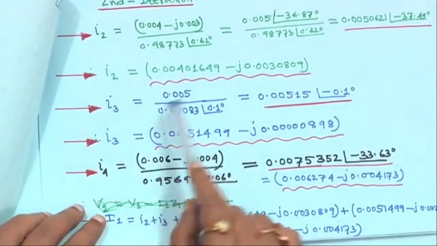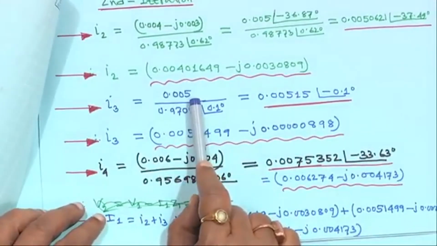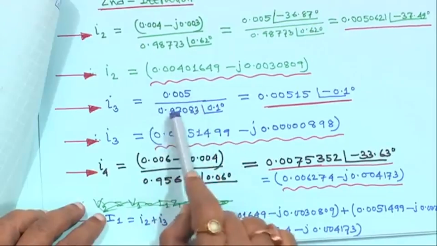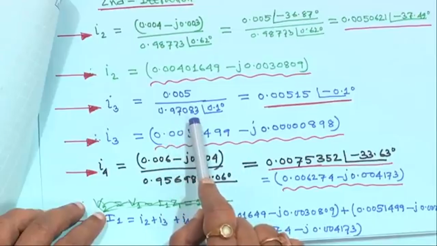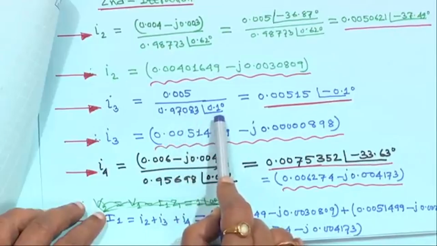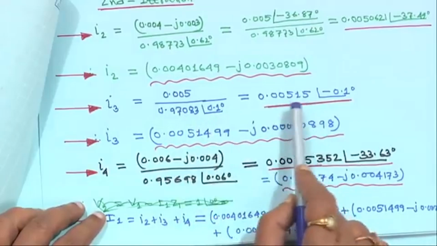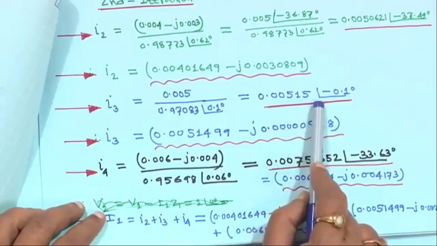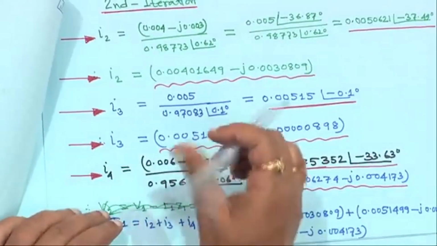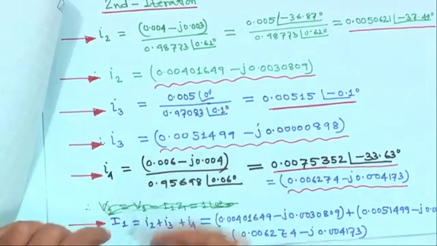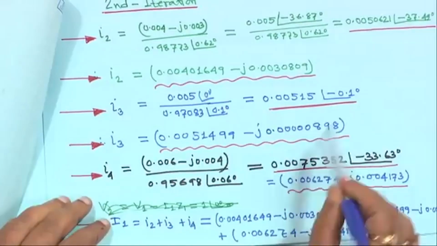Similarly, I3 is now only PL because QL has been compensated. So, this one divided by your V3 conjugate. V3 we have got is 0.9708, the angle was minus 0.1. So, its conjugate it will be 0.1, and you simplify, it will become 0.00515 angle minus 0.1 degree, because here there is no reactive part, so its angle is 0. So, it will be minus 0.1 degree.